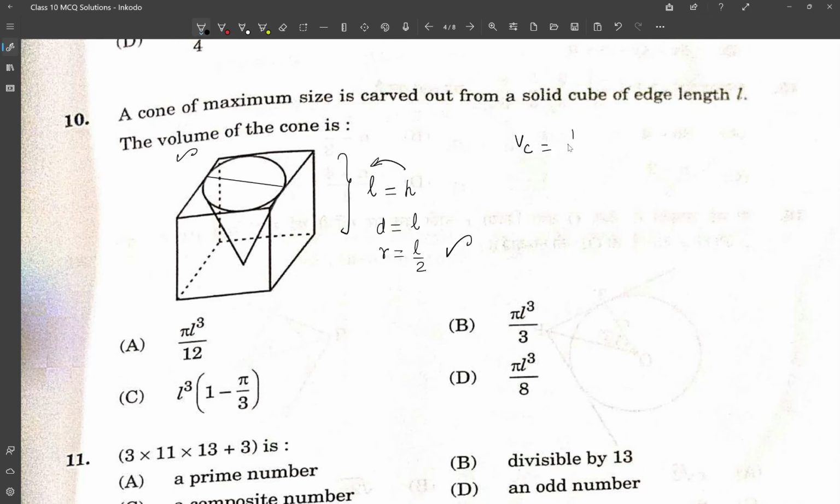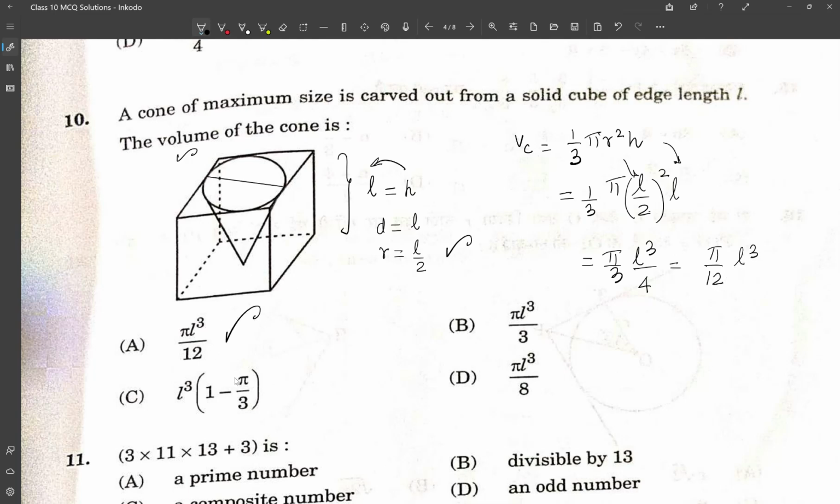So volume of the cone would be 1 by 3 pi r square h. So 1 by 3 pi, in place of r, I'm going to use L by 2 the whole square. In place of h, I'm going to use L. So that should be pi by 3 L cube divided by 2 also gets squared. So it becomes 4 here. So the answer should be pi by 12 L cube. So the option A is the correct one.